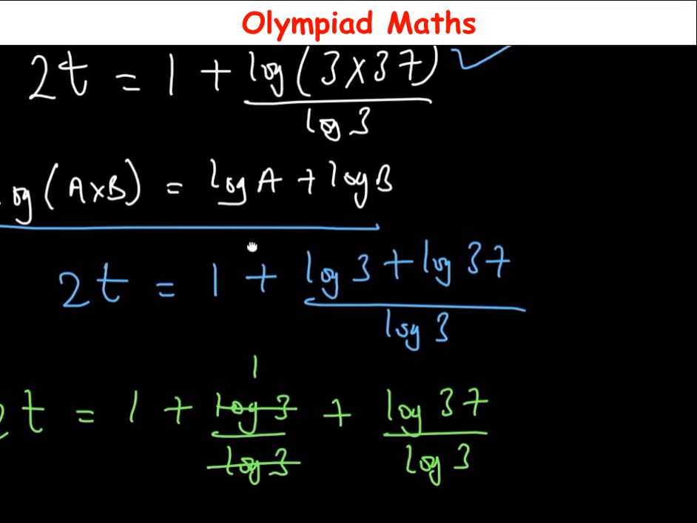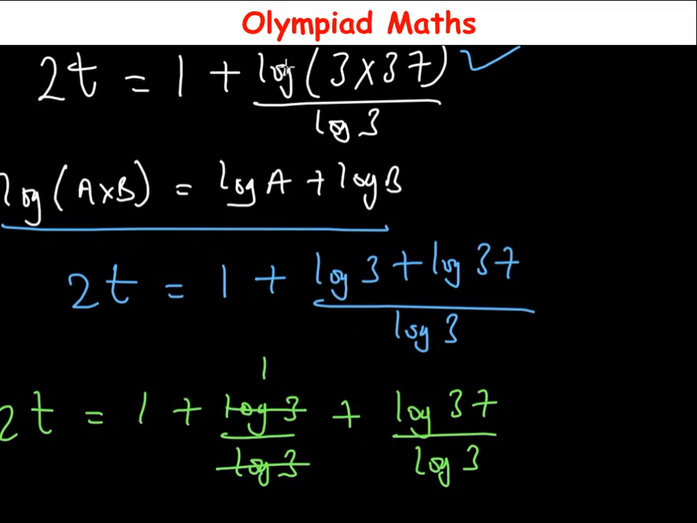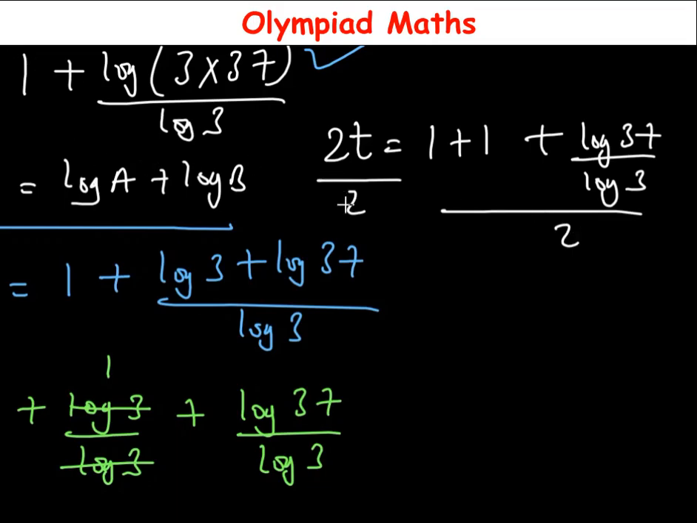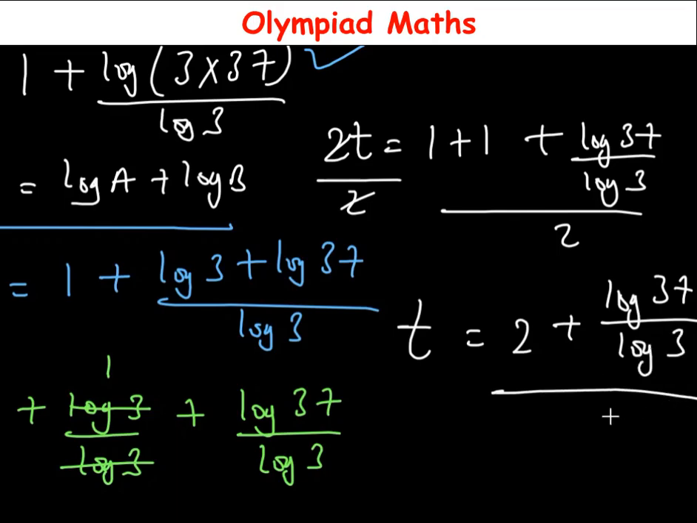So the value is 2t is equal to, here is 1, then plus 1, right? Then plus log 37 all over log 3. So from here, to solve for t, divide both sides by 2, so over 2, such that the 2 cancels out. The value of t is equal to 1 plus 1 is 2, then plus logarithm of 37 all over log 3, right? Then all over 2.